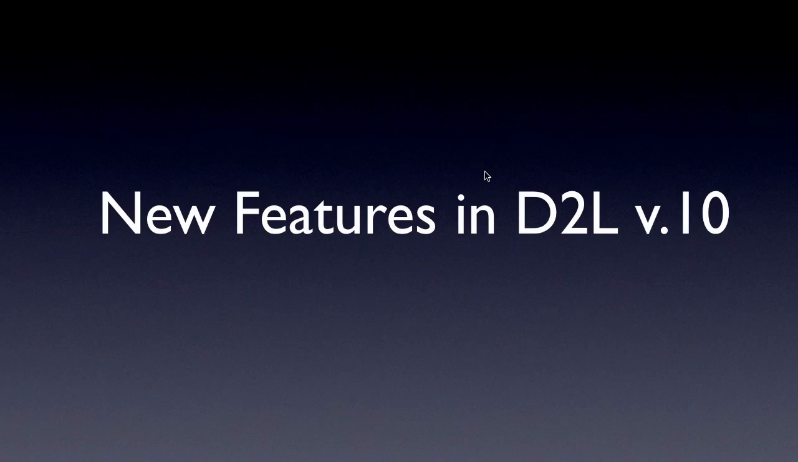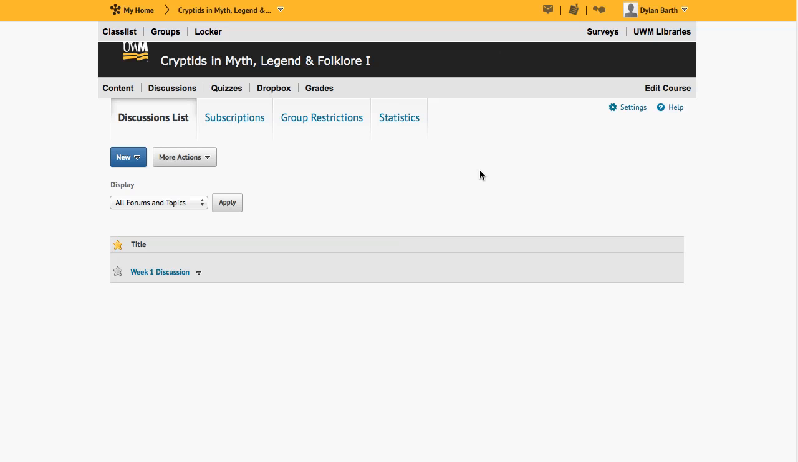Now we're going to talk about a few of the cool new features in D2L version 10. The first new feature enables instructors to require students to post their opinions to a discussion topic before reading other students' posts, which encourages original thought without the influence of other participants in the class. This would be useful if you didn't want students' initial responses affected by what others have written, and it eliminates lurking in discussion forums. In order to activate this feature, you'll need to click on Discussions, click on the New drop-down menu button in your discussions list. You want to choose a new topic.